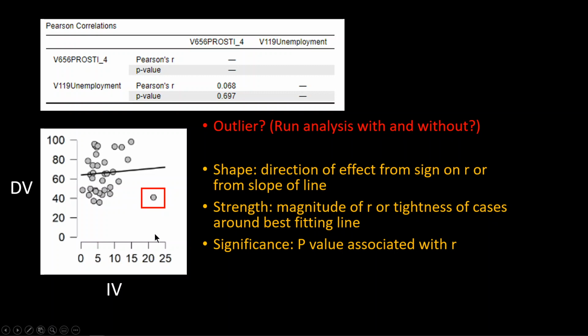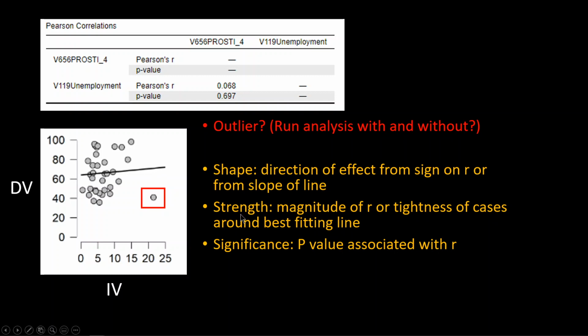If it's sloping down, it means that as you move to the right and you have higher values on the independent variable, the line goes down. It means you're going higher on one and lower on the other. It's an inverse or negative relationship. So the slope of this line shows me that there is, in fact, a positive relationship.